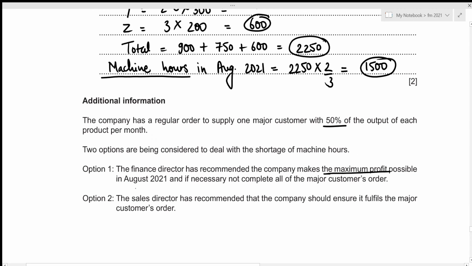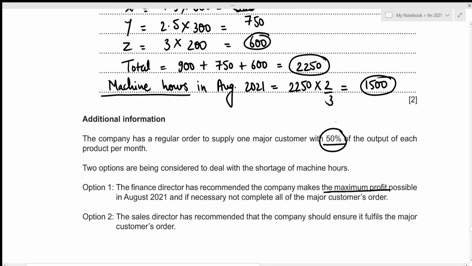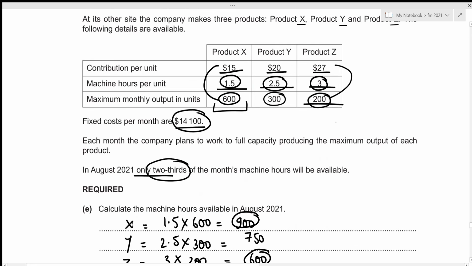Under option 2, the sales director recommends that the company should ensure that it fulfills the major customer's order. And we know that the major customer orders 50% output of each product, right? So in order to sustain this, we have to produce 50% of all 3 products. So that's 300 units for product X, 150 units for product Y, and 100 units for product Z, right? So let's figure out the contribution for these units. Let's do it.